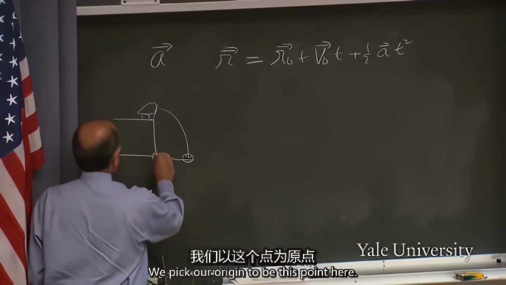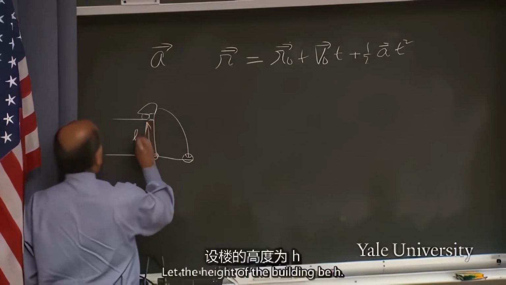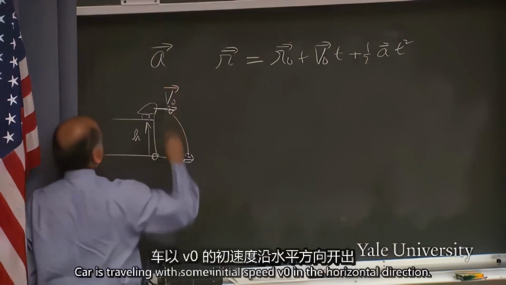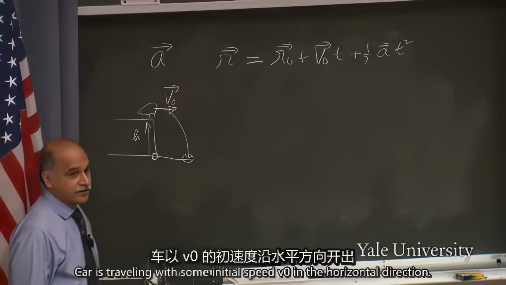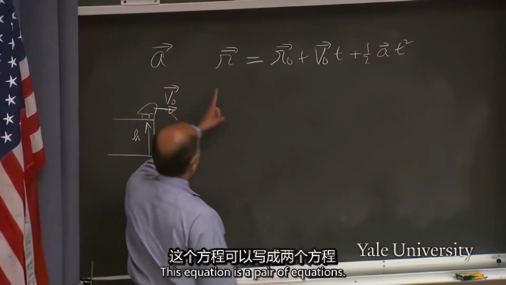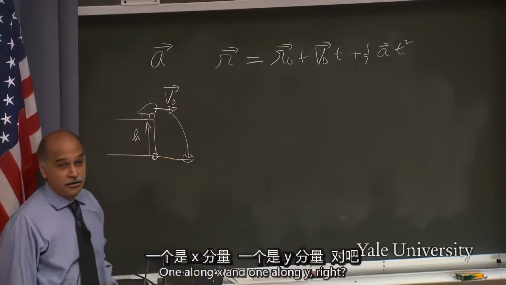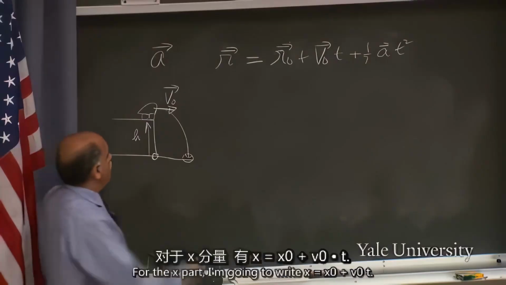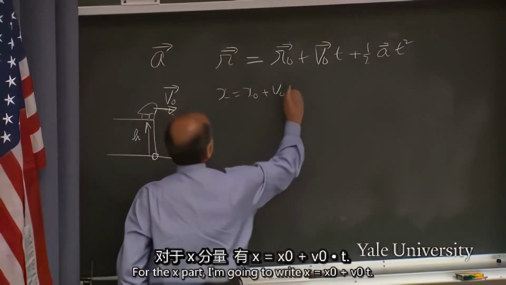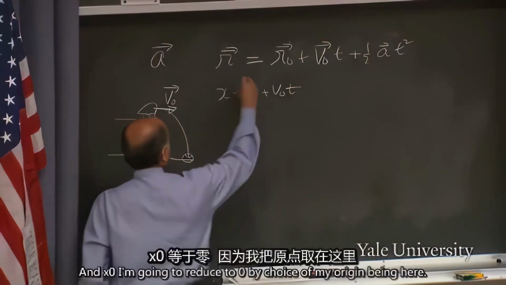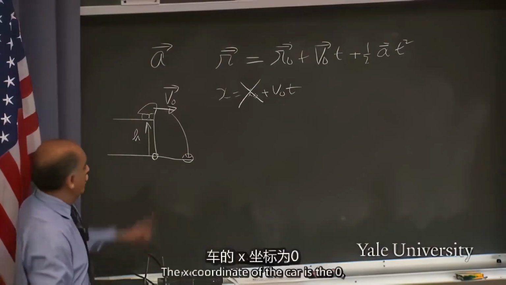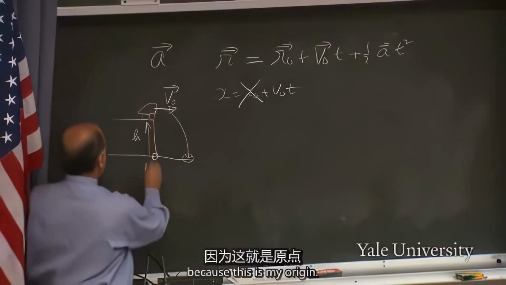We pick our origin to be this point here. Let the height of the building be h. The car is traveling with some initial speed v0 in the horizontal direction. This equation is a pair of equations, one along x and one along y, right? For the x part, I'm going to write x is equal to x0 plus v0t. And x0 I'm going to choose to be 0 by choice of my origin being here. The x coordinate of the car is 0 because this is my origin.